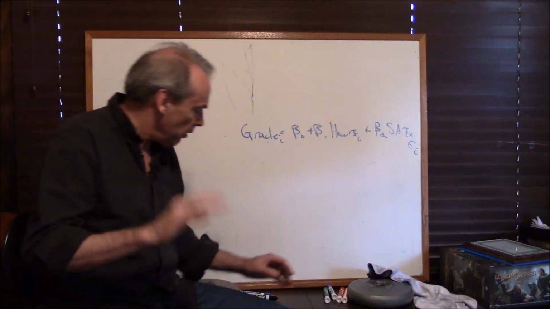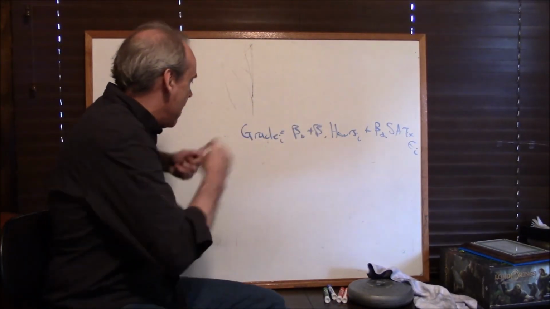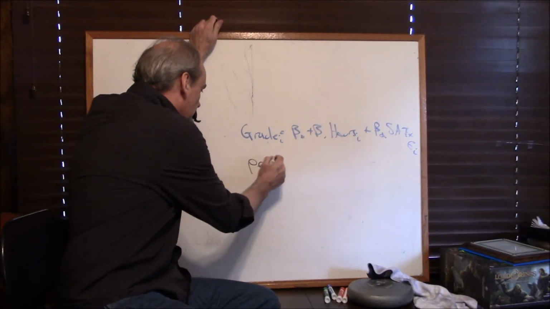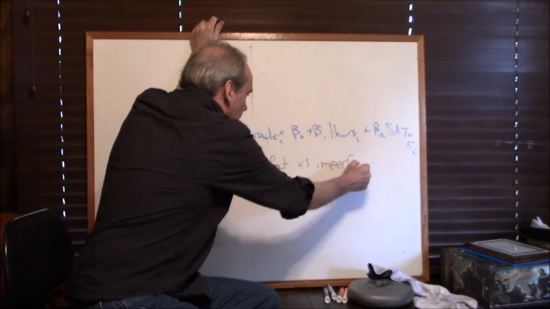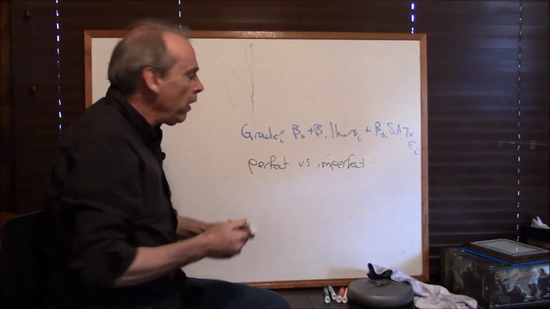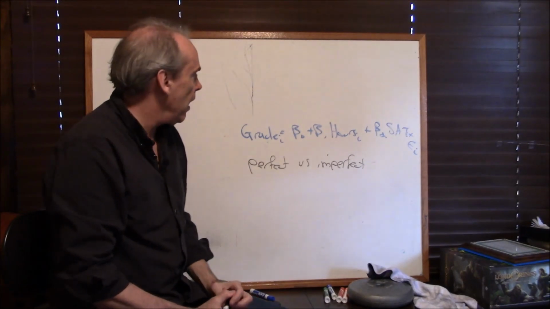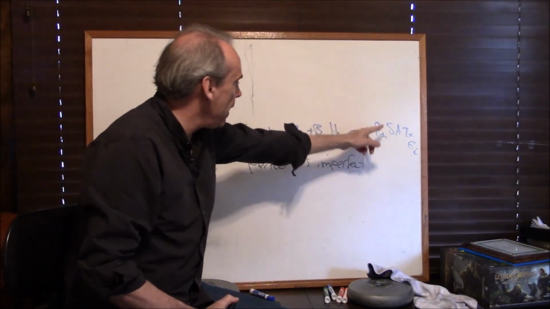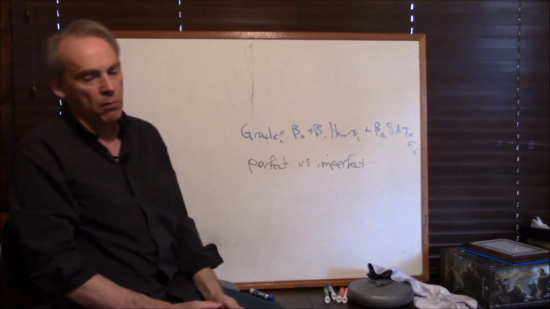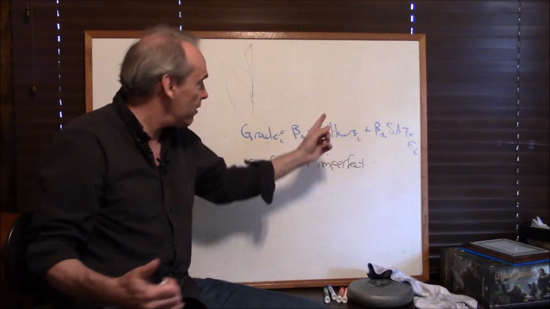Let me back up a little bit and talk about perfect versus imperfect. Perfect is when you've basically included the same variable twice. What if you had beta sub 1 hours, beta sub 2 minutes? I also measured how long students studied in minutes. Well, that's the same observation as this one over here.